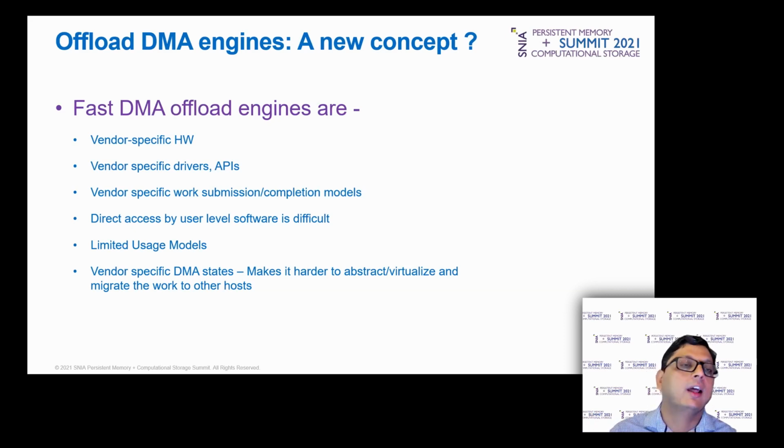If you look around in the industry, there are lots of DMA offload engines available, but they tend to be very vendor-specific hardware, with vendor-specific drivers and APIs. They have specific work submission and completion models, which means that direct access by user-level software can become very vendor dependent and difficult. Because of this, there are limited usage models in which you can integrate them, and you have to do the same thing with another vendor for a different usage model. That also causes vendor-specific DMA states, which means you don't know the state of the DMA operation before you decide that you want to migrate that work to another host. That makes it very hard to abstract and virtualize these types of offload engines.